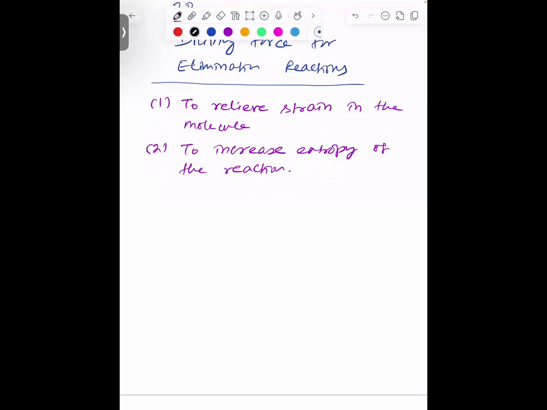Suppose you are taking haloalkane, CH3CH2Cl, in the presence of base alcoholic OH, it will be converted to alkene along with HCl. So this is the net reaction, right?